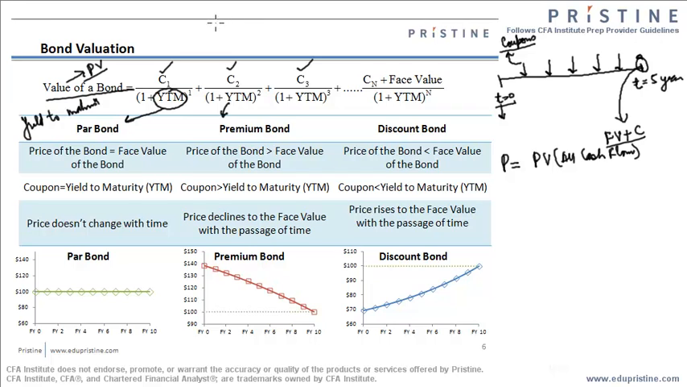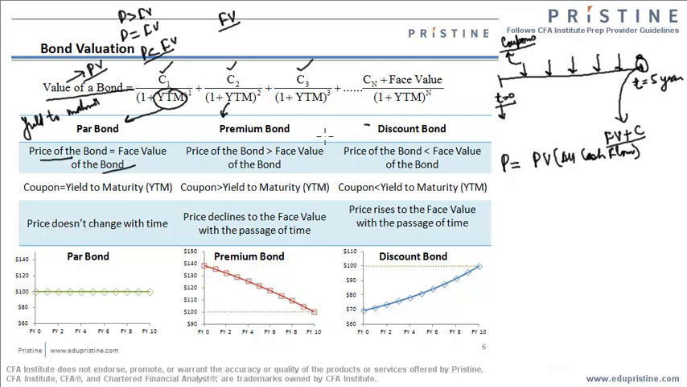So the price can take 3 different stances. We have the face value, right? The price can be above the face value, the price can be equal to the face value, or the price can be less than the face value. If the price is equal to the face value, we call that bond a par bond. If the price of the bond is greater than the face value, we call that a premium bond. And if the price is less than the face value, we call that bond a discount bond.